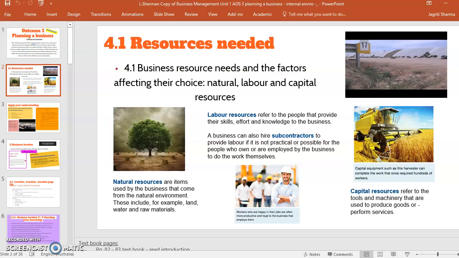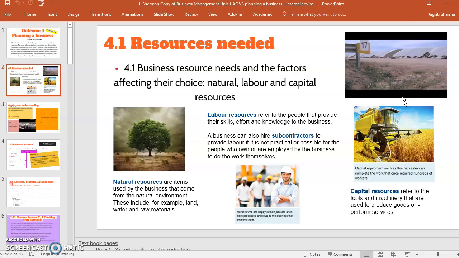The last thing that I need to cover today is capital resources. As we only have a single session today, I'm just going to go through this and then we are done for the day. Now, capital resources is the capital equipment, equipment that is required to actually produce goods and services. So this machinery is required to produce goods and services. Capital equipment such as this harvester can complete the work that once required hundreds of workers. So these are the capital resources that your business might need.